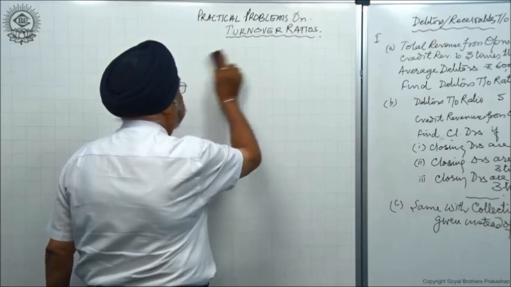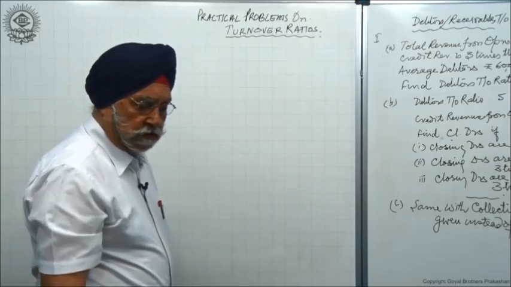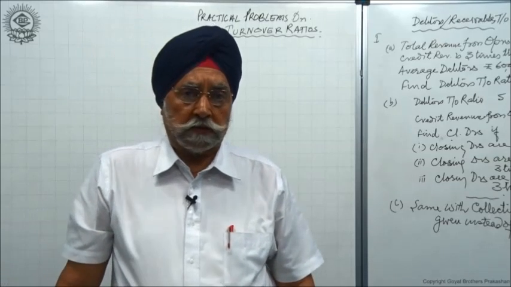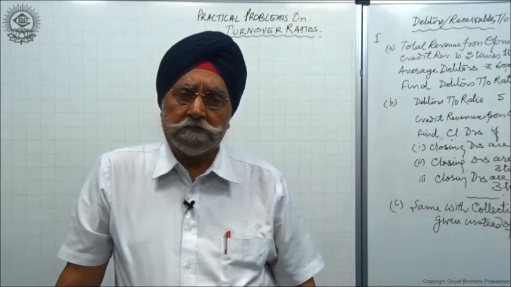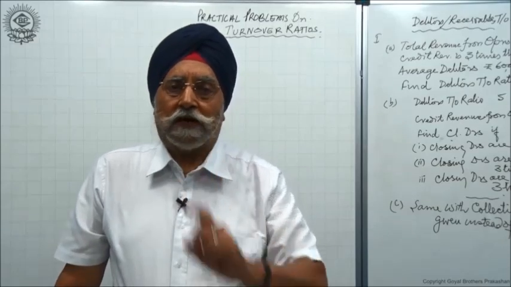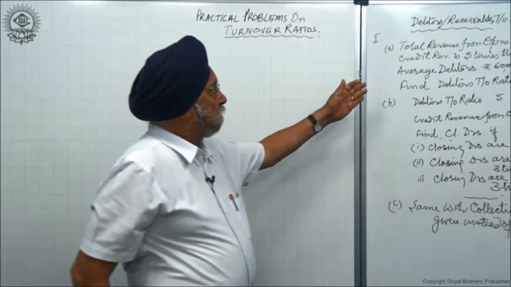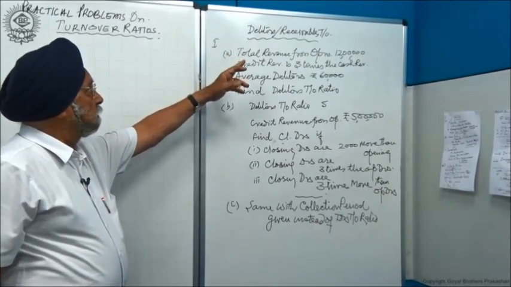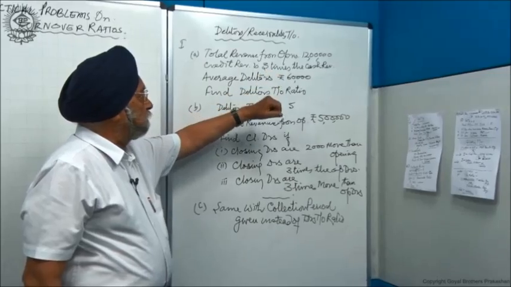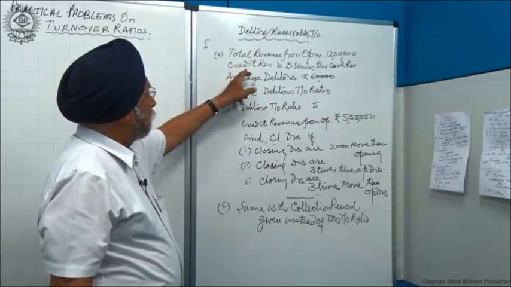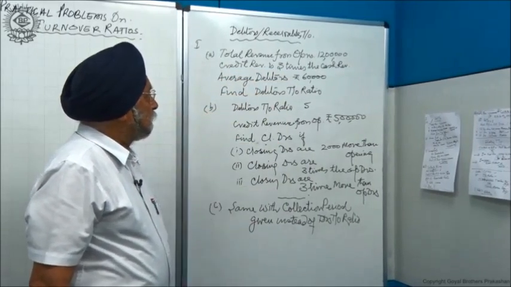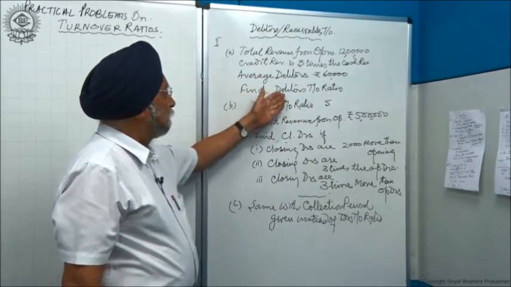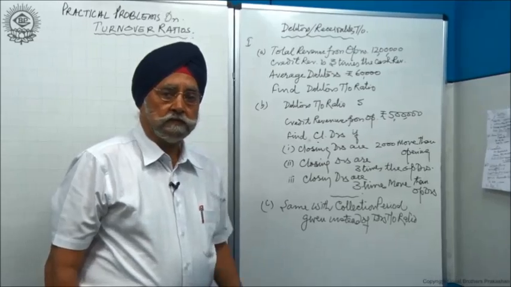And now we come to the practical problems. I have listed some practical problems. Such questions are asked in the examination, and there is a chance of getting full marks out of this. Here is the first one on debtors: total revenue from operations is 12 lakh rupees. Credit revenue is 3 times the cash revenue. Average debtors are 60,000. Find debtors turnover. This is the first type of question.